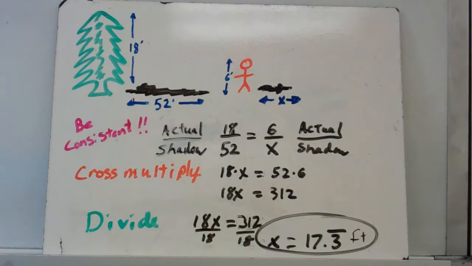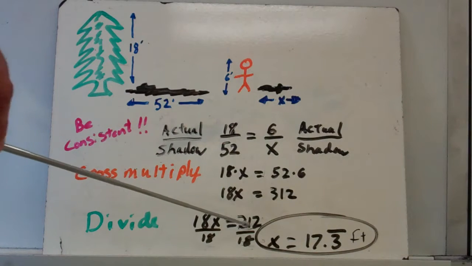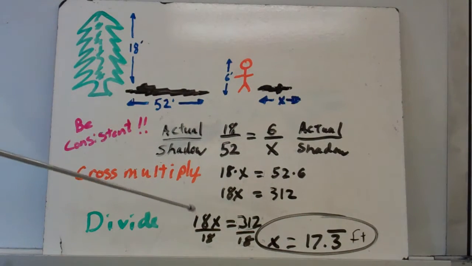So I was consistent. I put the actual height over the shadow, actual height over the shadow. So from here we're going to cross multiply. 18 times x is 18x, and then 52 times 6 is 312. So we take 18 and divide both sides by 18. So we'll be left with x on this side, and when we divide 312 by 18, we get 17.3 repeating feet. So the shadow he's casting is 17.3 repeating feet.